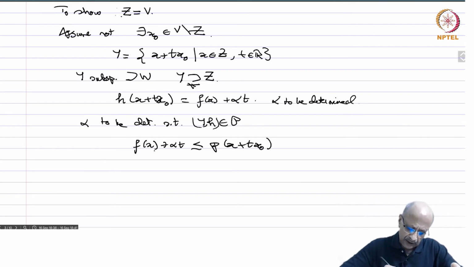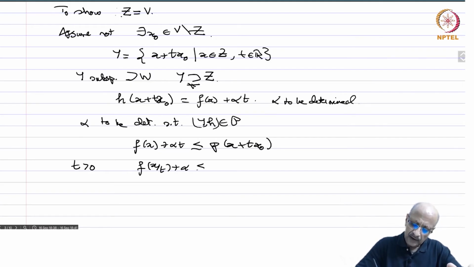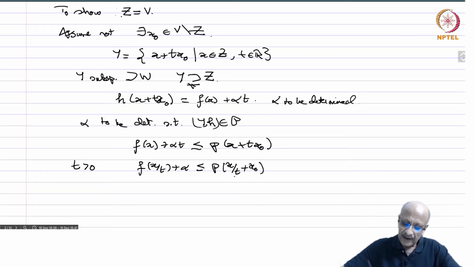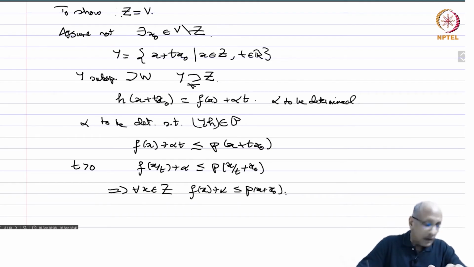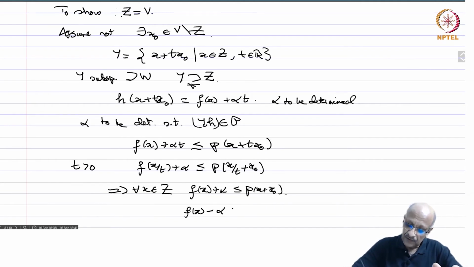Okay. Now, if t is positive, divide throughout by t. So, you have f of x by t plus alpha is less than or equal to P of x by t plus x naught. This is true for all x and for all t positive, and that just means, this implies that for all x in Z, you have f of x plus alpha is less than or equal to P of x plus x naught. Now, if t is less than 0, you divide by minus t, and then do the same kind of calculation. So, you will get f of x minus alpha, just verify this, less than or equal to P of x minus x naught, and this should be true for all x in Z.